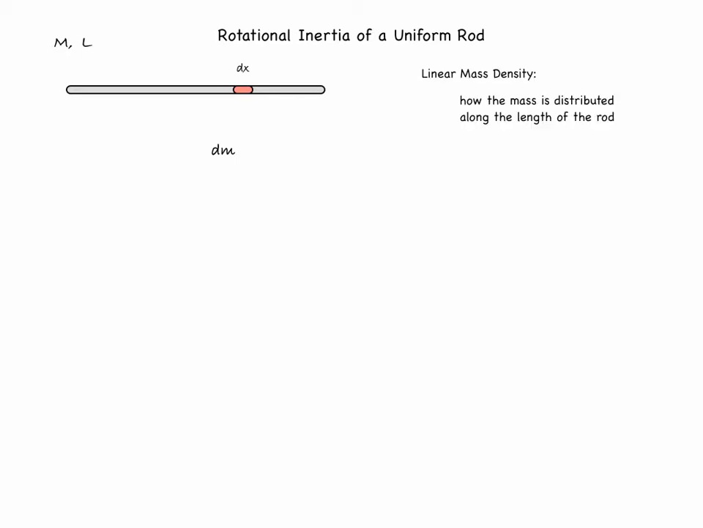Here I will show how to calculate the rotational inertia of a uniform rod. We'll begin with a uniform rod with mass m and length L. Let us look at a small rod element dm that extends length dx along the rod.